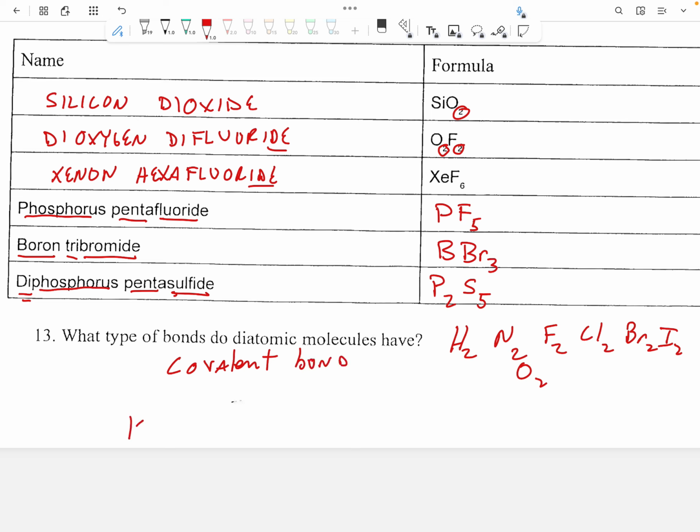If you have something like KCl, KCl has an ionic bond. See, because that potassium is a metal, and that chlorine is a nonmetal, and that forms an ionic bond. But when you have two nonmetals together, that forms a covalent bond.